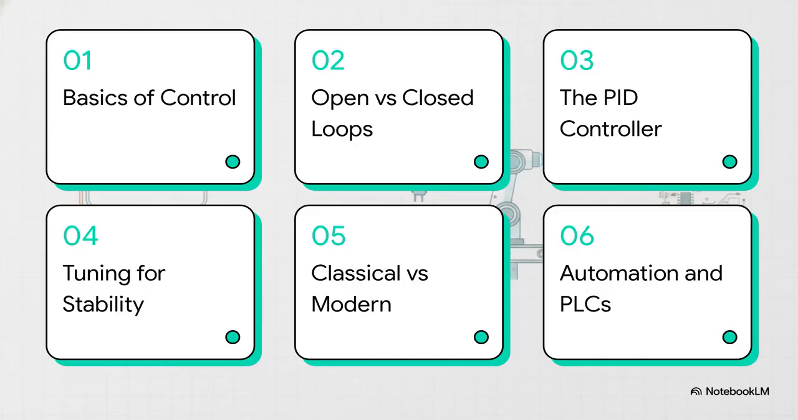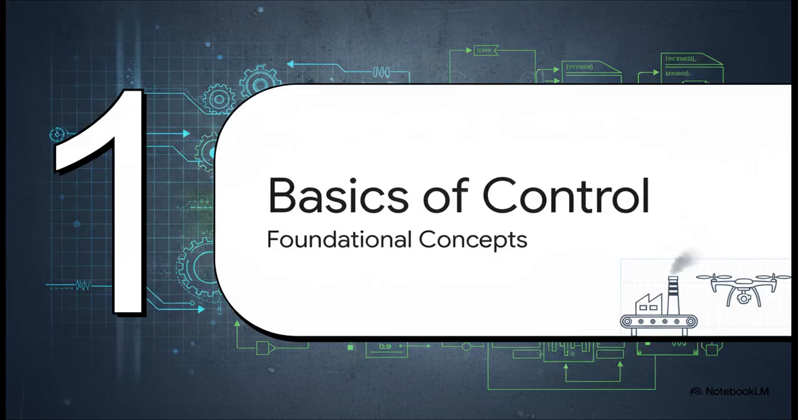So here is our roadmap for today. We're going to start with the basics of control, then compare open versus closed loops. After that, we'll take a look inside the famous PID controller, talk about tuning for system stability, compare classical and modern control theory, and finally wrap up with automation and PLCs. All right, let's jump right into section 1, the basics of control.